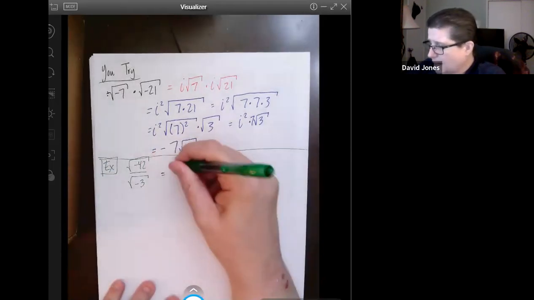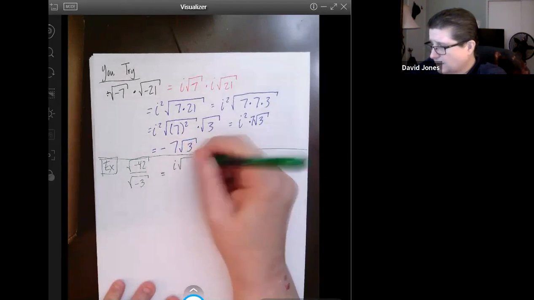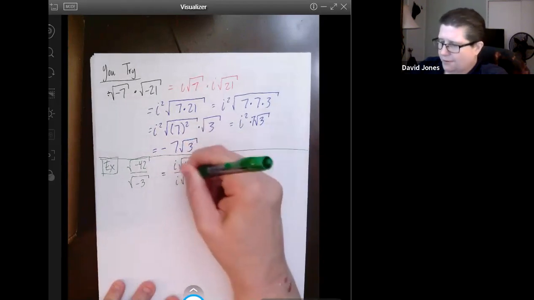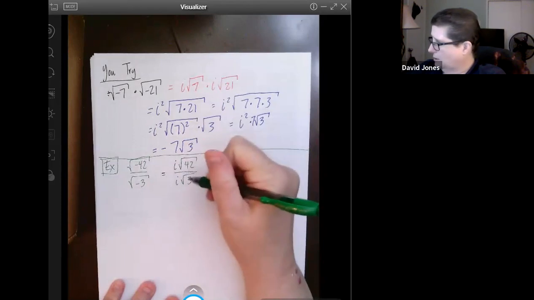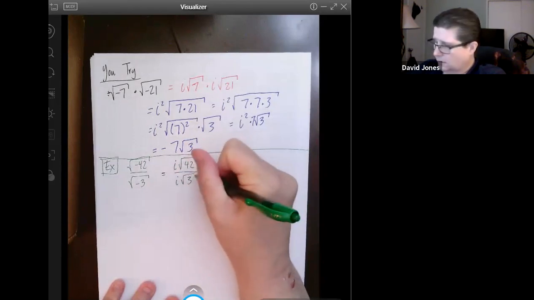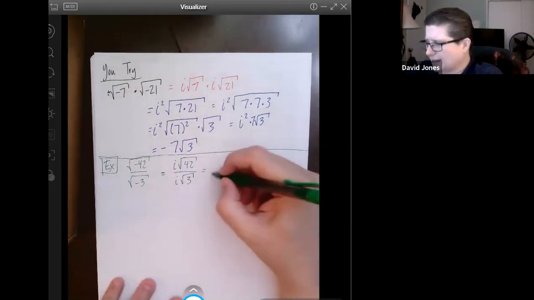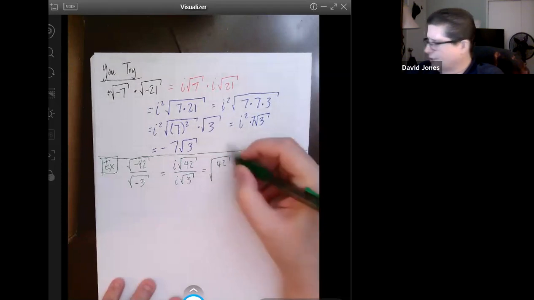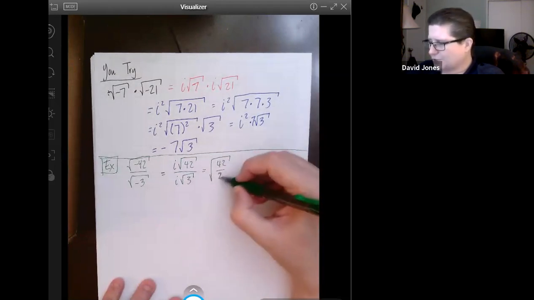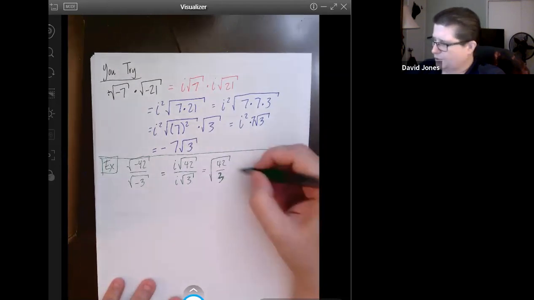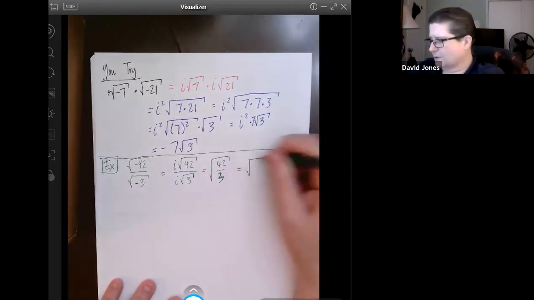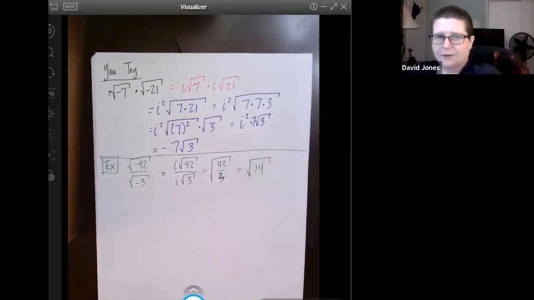Well, this is i root 42 divided by i root 3. The i's cancel, and I can put the radicals together. 42 divided by 3 like that under the square root, and 42 divided by 3 is 14. This is the square root of 14. There's no negative number left. The i's cancel each other out.